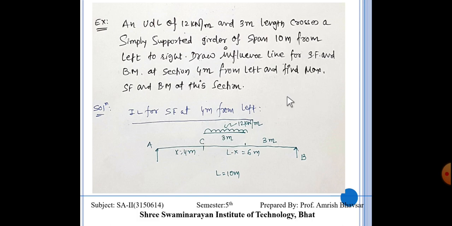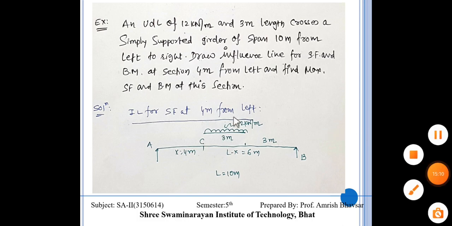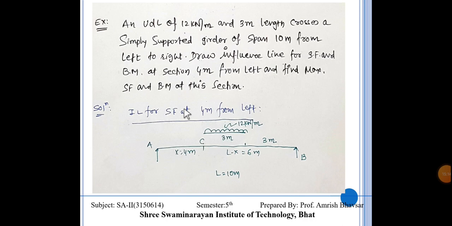Now another case for the UDL, and for the understanding of this UDL we have to take into consideration that it is the average value of that UDL. Now an UDL of 12 kilonewton per meter and 3 meter length crosses a simply supported girder of span 10 meter from left to right. Draw the influence line for shear force and bending moment at a section 4 meter from the left hand support and find the maximum shear force and bending moment for this case.